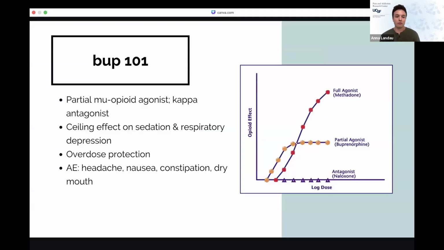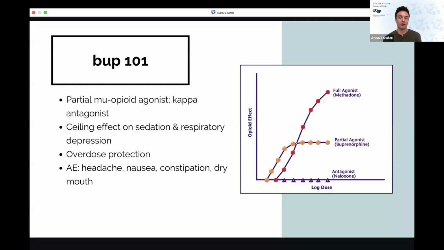In part, something that contributes to why bup has this reduction in all-cause mortality is the fact that it's a partial mu-opioid agonist. It also does have activity at other opioid receptors. It's an antagonist at the kappa. It binds to ORL1. But for most purposes, the mu-opioid activity is what is really important here. Because it's a partial agonist on that mu-opioid receptor, it has a ceiling effect on respiratory depression and sedation, which confers an amount of overdose protection.